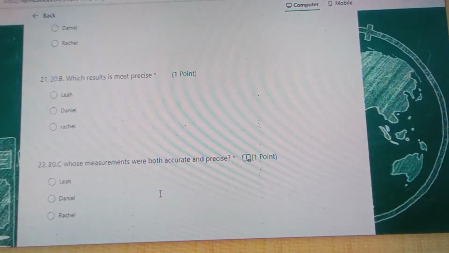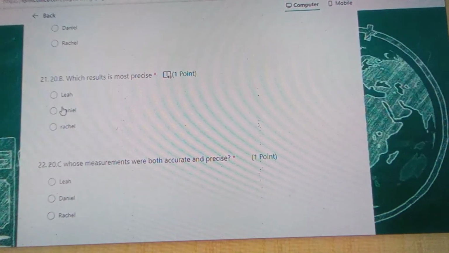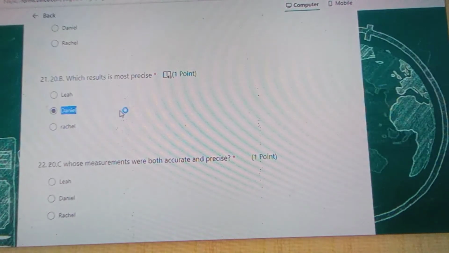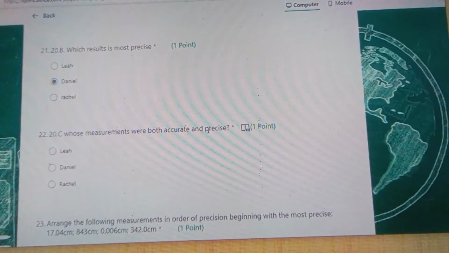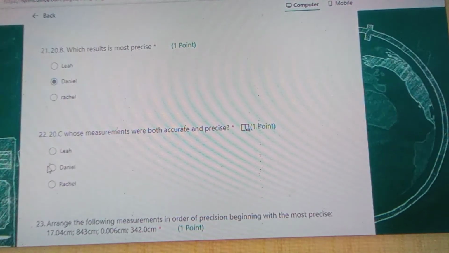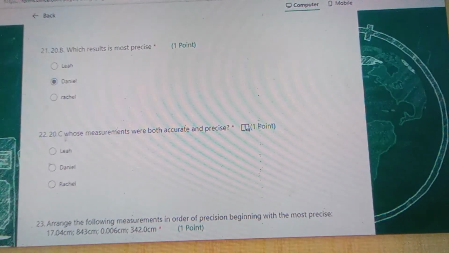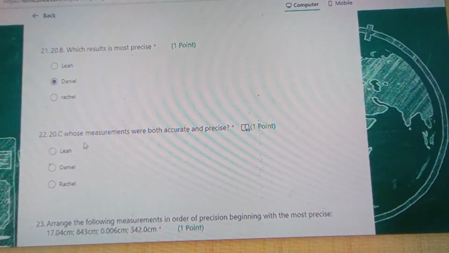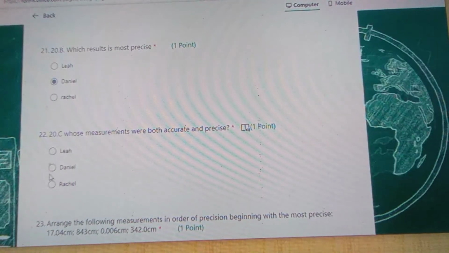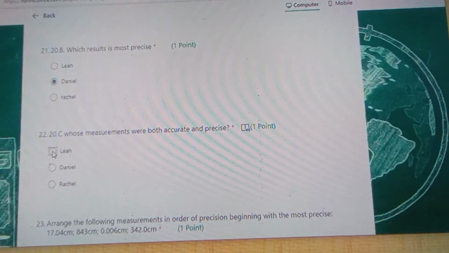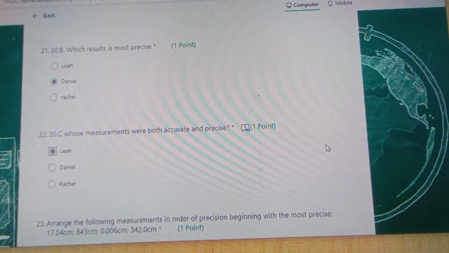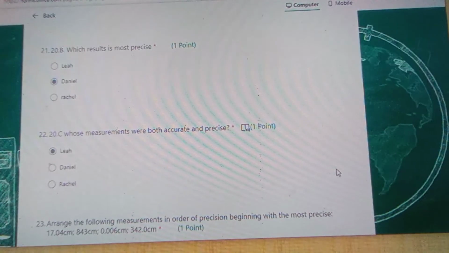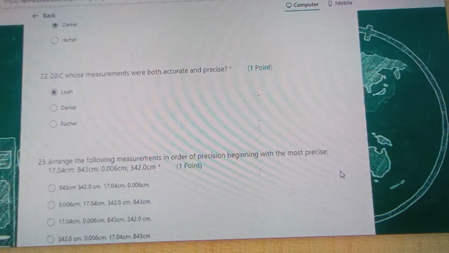Number B, which result is most precise? Okay, also you will choose. Number C, it is 20C, number C, whose measurements were both accurate and precise. You will need to choose, because you have seen the results above from question number 20.